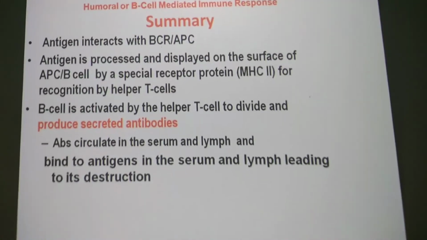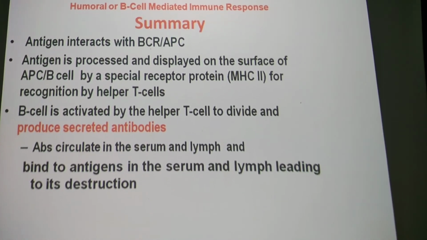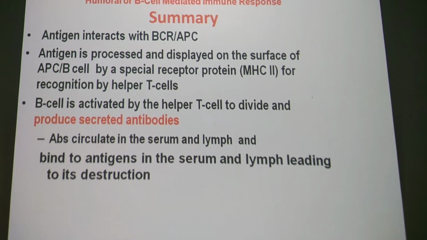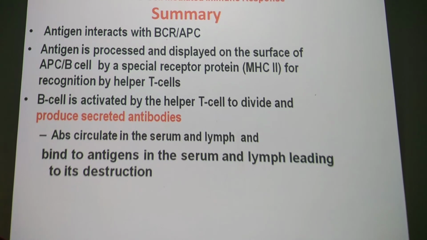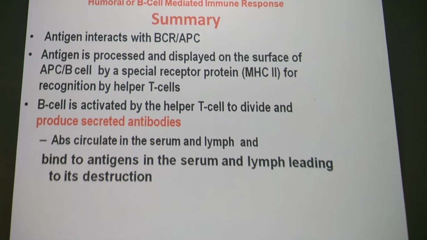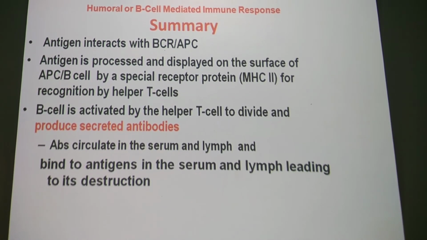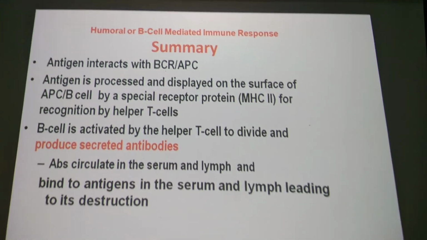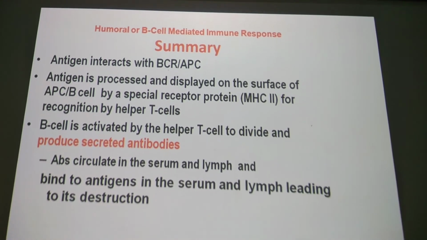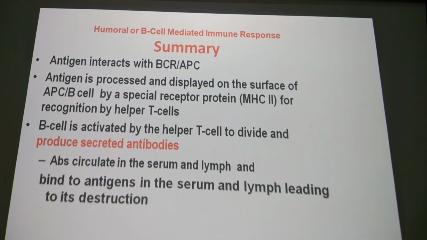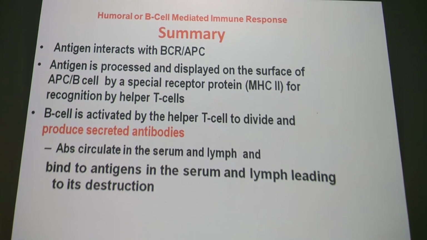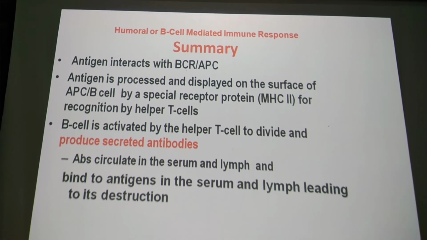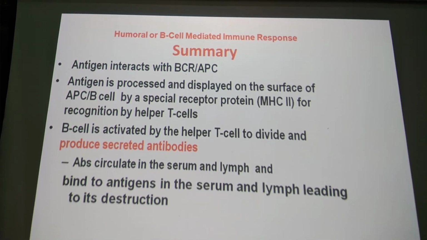from the beginning, antigen interacts with the B cell receptor on the B cell or receptor on the APC. Antigen is processed and displayed on the surface of the APC or B cell by a special receptor protein called MHC II for recognition by helper T cells. The B cell is activated by the helper T cell to divide and produce secreted antibodies. Antibodies circulate in the serum and lymph and bind to antigens in the serum and lymph, leading to their destruction.